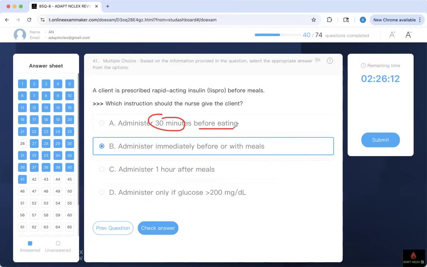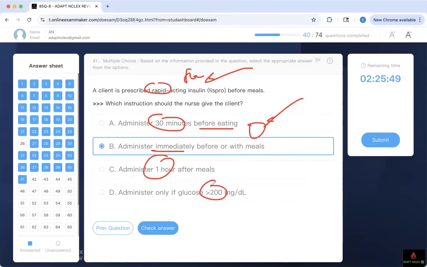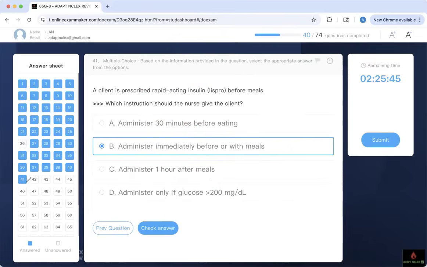30 minutes before eating, the medication will make you hypoglycemic. It's rapid acting. That means there's food and then boom, it attacked it. If I give it to you before you eat, we are in trouble. Immediately, there is food, I give it to you, we attack it. 1 hour after meal, too late. Glucose greater than 200, there's no medication. It's not a sliding scale. Therefore, they're not going to do that. This is your right answer.